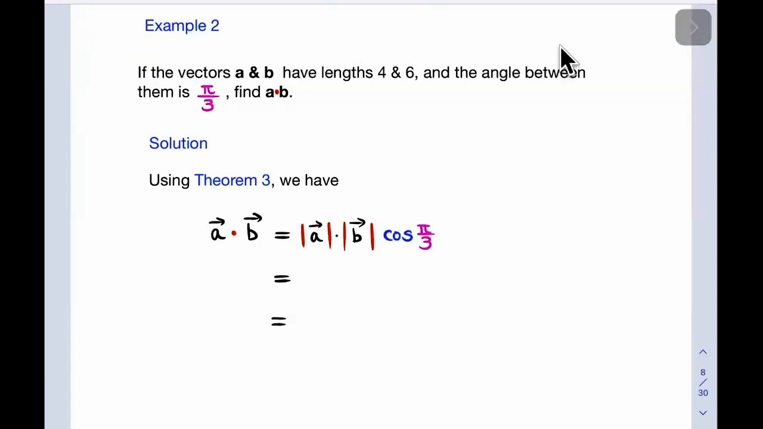Do we know the magnitude of A and the magnitude of B? Those are the lengths, so these two will be 4 and 6. And what's cosine of pi over 3? Trigonometry, cosine of pi over 3 is 1/2. Good, very nice. So the result here is 12. You got it. Good job, you guys.